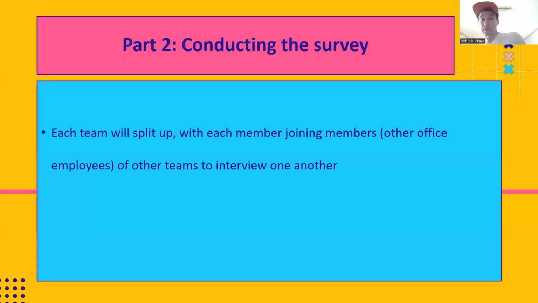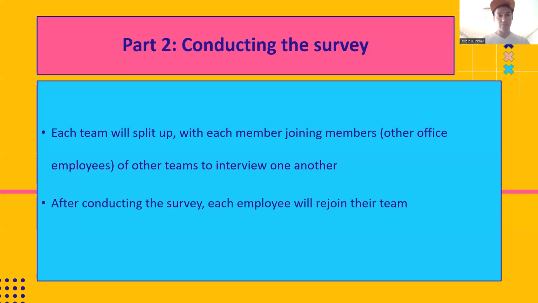Part 2 is conducting the survey. Each team will split up like we did in class. So each group will have A, B, C, D. If it's a group of 4, all the A's will interview A's, all the B's will interview B's, C's will interview C's, and D's will interview D's. Then you'll collect the data and share it with your other group members.